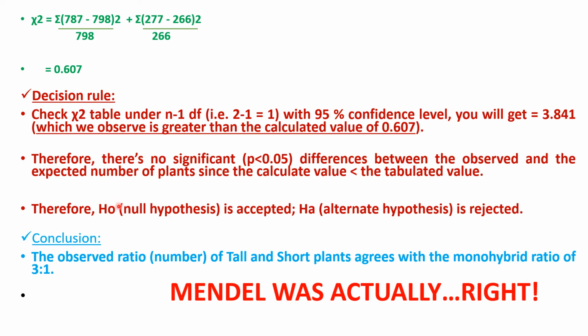Therefore, we are going to be accepting the null hypothesis and we will reject the alternate hypothesis. That means that the observed number of tall and short plants actually agrees with the monohybrid ratio of 3:1. This is a confirmation that Mendel was actually right.